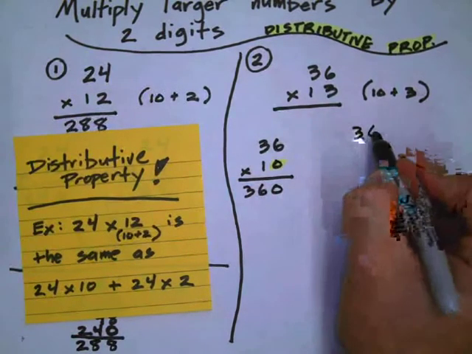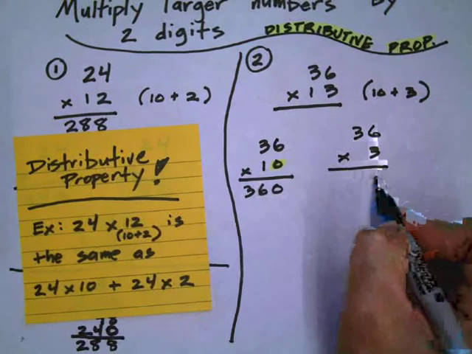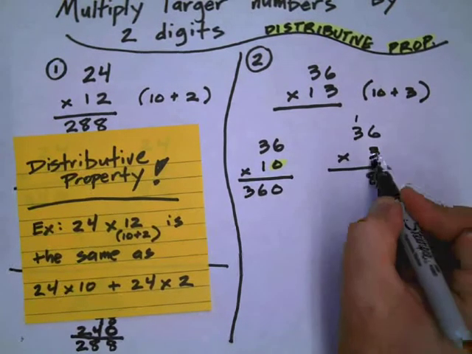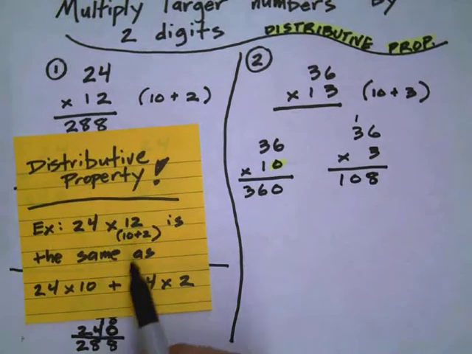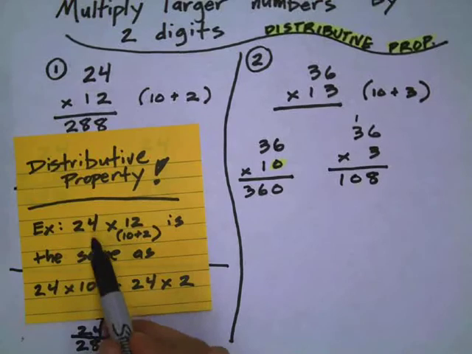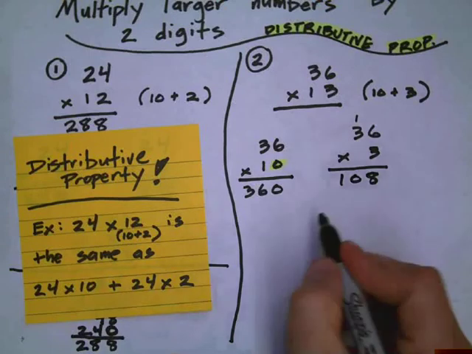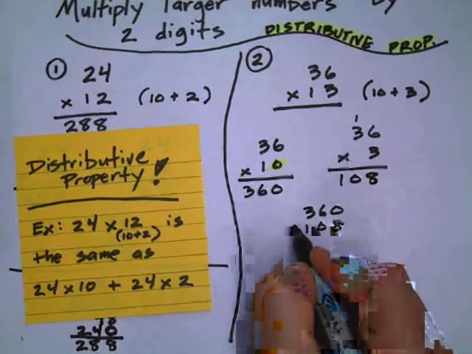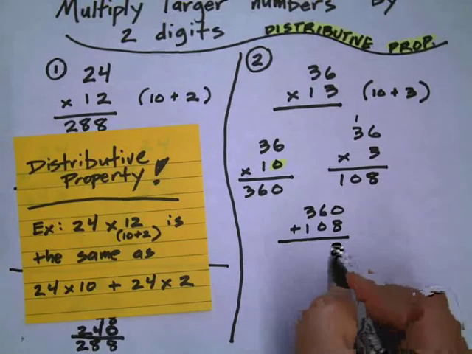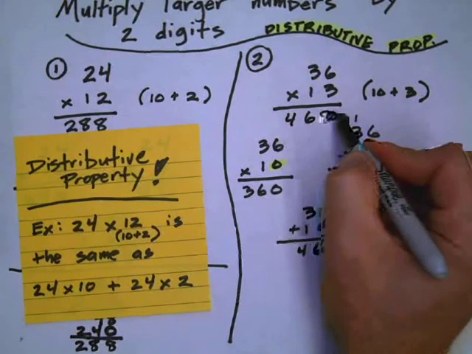And we bring our 36 down and multiply it by our other addend. 3 times 6 is 18. 3 times 3 is 9, plus 1 is 10. The distributive property says that when you multiply your first number by both of the other two and add them together, you should get the same answer. So we're going to take our 360 added to 108 and get 8, 6, 4. This should be our answer.